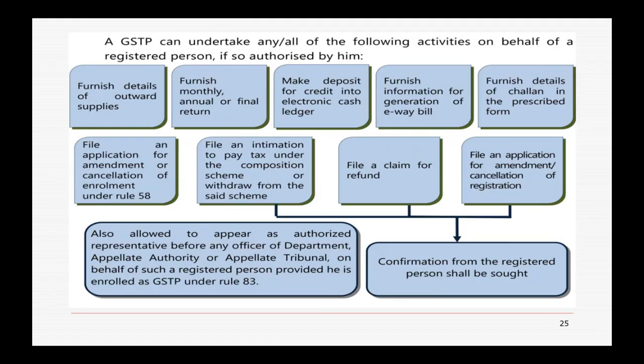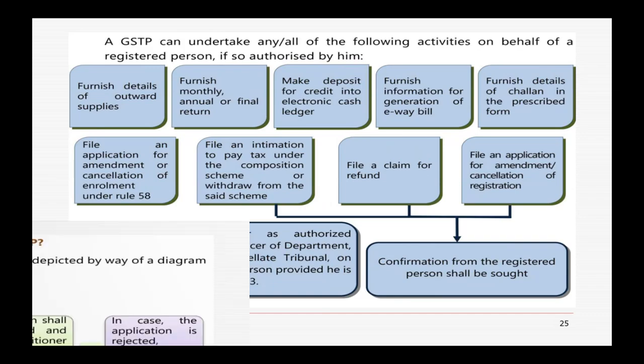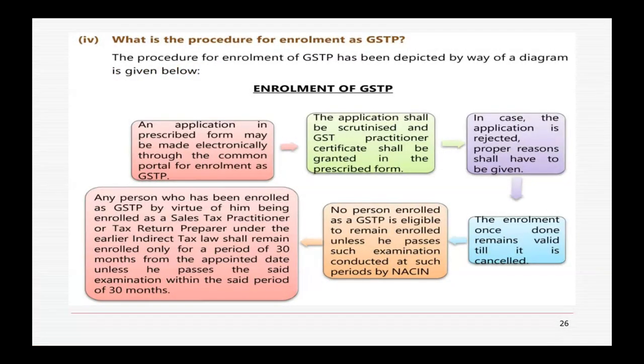Furnish details of outward supplies, monthly, annual, or final return, make deposit of credit in the electronic credit ledger, furnish information, generation of e-way bills. You can also generate them as a third party agency, you can do it for your clients also. Furnish details of challan in the prescribed form, all the details are there, you can go through. So that means you have a scope to do, provided you become a GST practitioner.